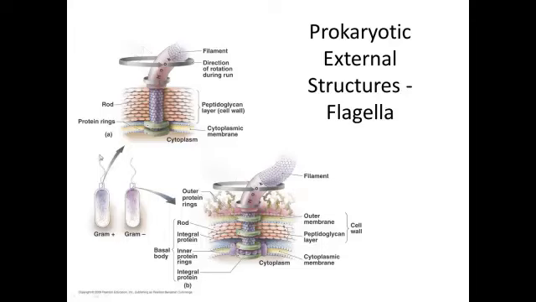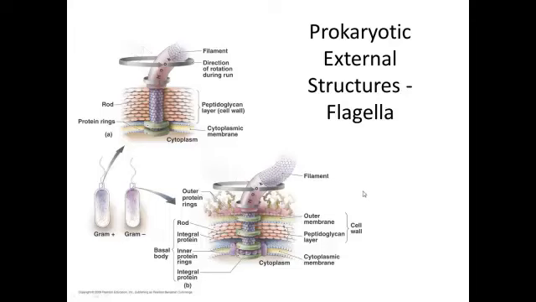The filament, here it is in this diagram, which is a long thread-like structure that sticks out from the cell wall. And here, the rod anchors the filament into the cell wall. Then there are the protein rings with ball-bearing like proteins between them. All this allows the filament, the flagellum, to move 360 degrees like little outboard motors.